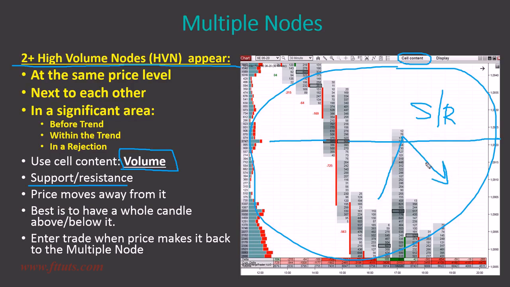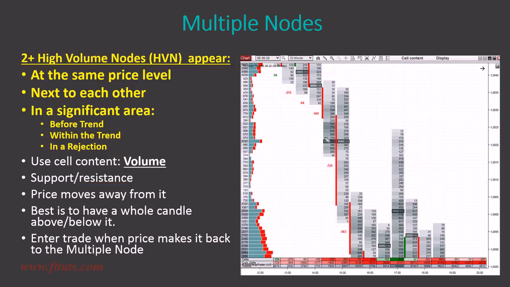This is a resistance, and what you want to see is that the multiple node forms and then price moves away from it, like in here. The price moved downward, and best is to have a whole candle or more candles above or below it. In this case, the price is moving downward, so you want to have two or more whole candles, wick of the candle included, below this double node. So this is the first candle, this is the second one, this is the third one, three candles below it.